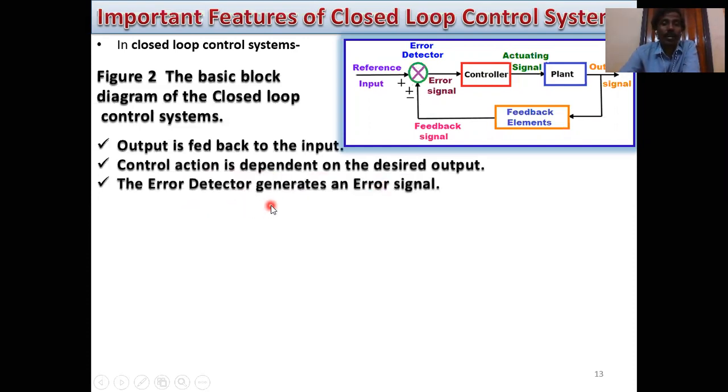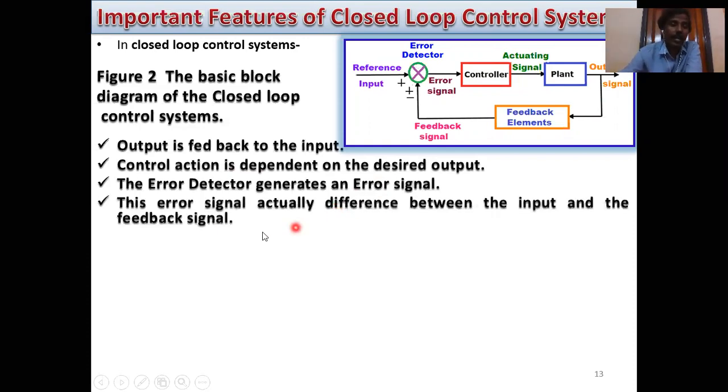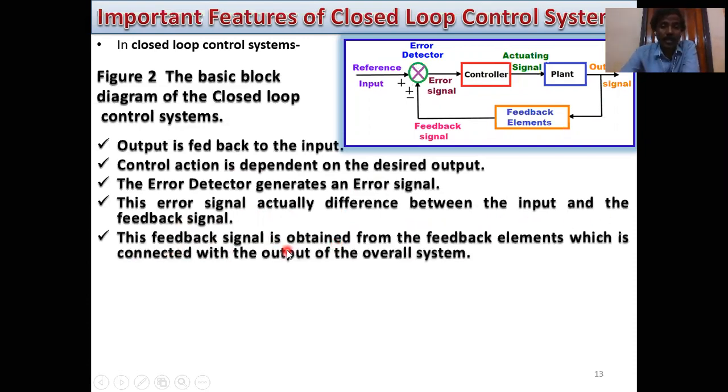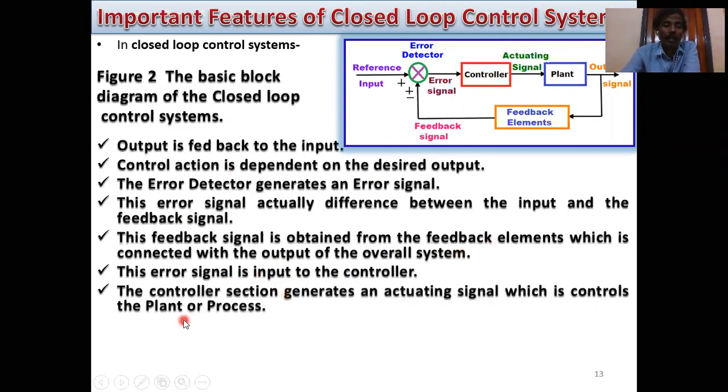The error detector generates an error signal. This error signal is actually the difference between the input and the feedback signals. The feedback signal is obtained from the feedback elements, which are connected with the output of the overall system. This error signal is the input to the controller. The controller section generates an actuating signal, which controls the plant or process.